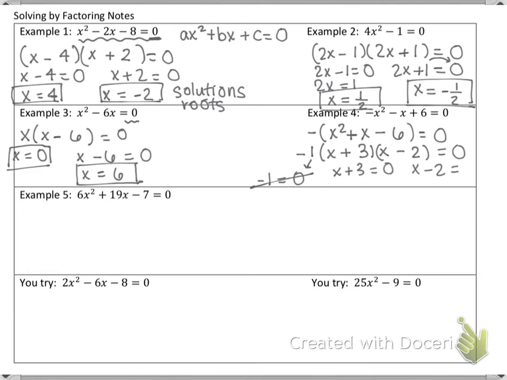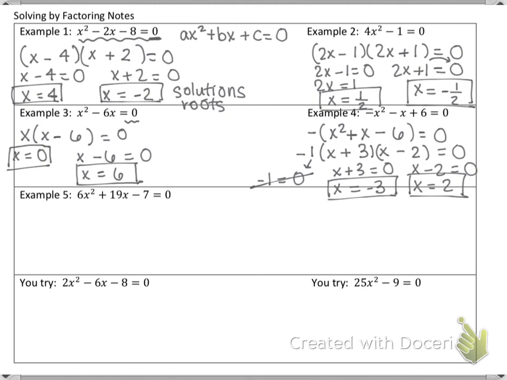So you can skip this step that I'm doing now. If you can tell how to go straight from the factored form to the solution, go ahead and skip that second to last step. Parabolas usually have two solutions because they usually cross the x-axis twice. But there are exceptions.